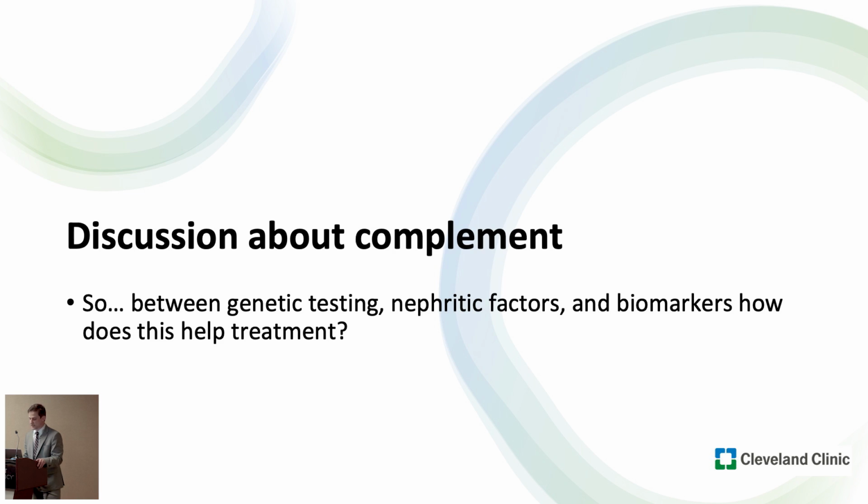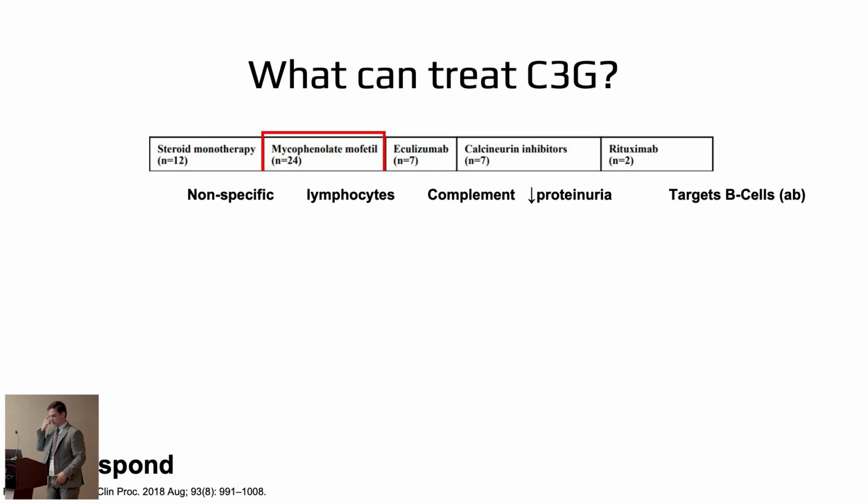So between genetic testing, nephritic factors, and biomarkers, how does this help treatment? Why should I even do this? So this is where we get into the treatment. And the one take-home point I want you to know about the treatment right now, at this point, what you could sort of pull off the shelf, is none of these therapies I have listed here, steroids, MMF, eculizumab, calcineurin inhibitors, or rituximab, which is probably the most common, none of those were created specifically for C3G.